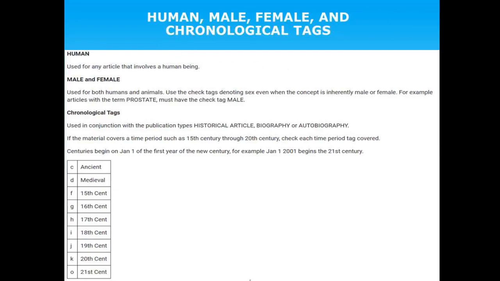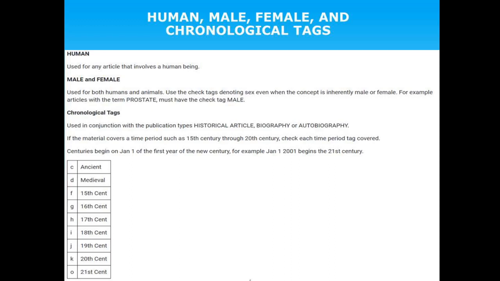So human, we all know, is used for any article that involves a human being, a pregnant woman, a veteran, an old male, or something like that. Male and female are used for both humans and animals. Male and female represent both humans as well as animals. Remember that it is a living being. It is equal for both male and female, for humans as well as animals.